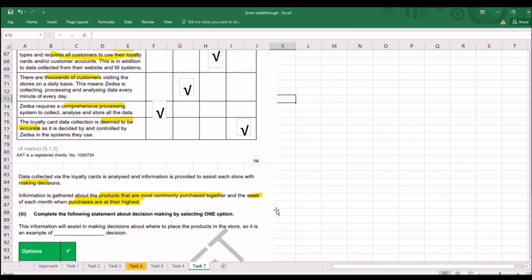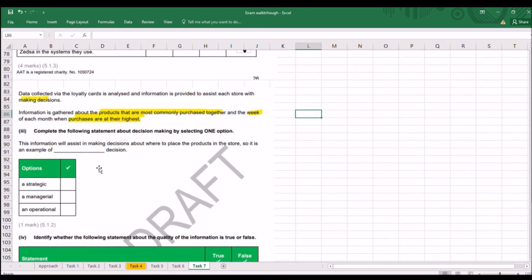The data collected by a loyalty card is analysed, and information is provided to assist each store in making decisions. The information is about which products are most commonly purchased together. So there are a lot of combinations that we're trying to do here. Complete the following: the information will assist in making decisions about, select one. So we're collecting lots of different data here about how people purchase, what they purchase together, and when they purchase, so we're probably going to place our stuff in the store. The information will assist making decisions about where to place products in the store.